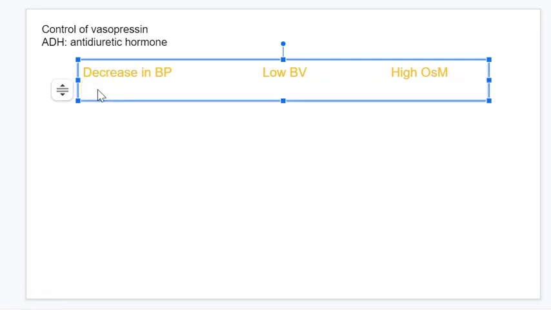The sensors responsible for detecting these different variables include baroreceptors for that decrease in blood pressure. For low blood volume, it's going to be detected by the atrial stretch receptors. And lastly, the high osmolarity, that is going to be detected by hypothalamic osmoreceptors.